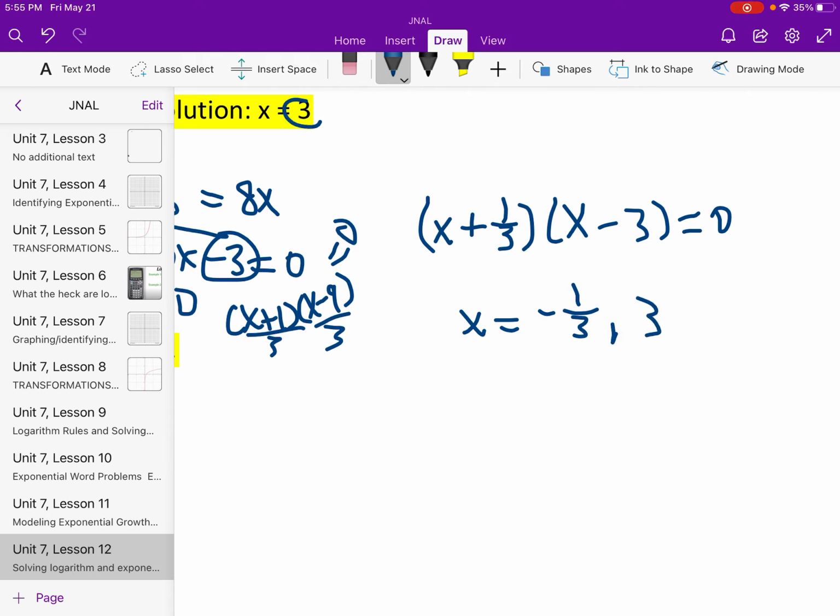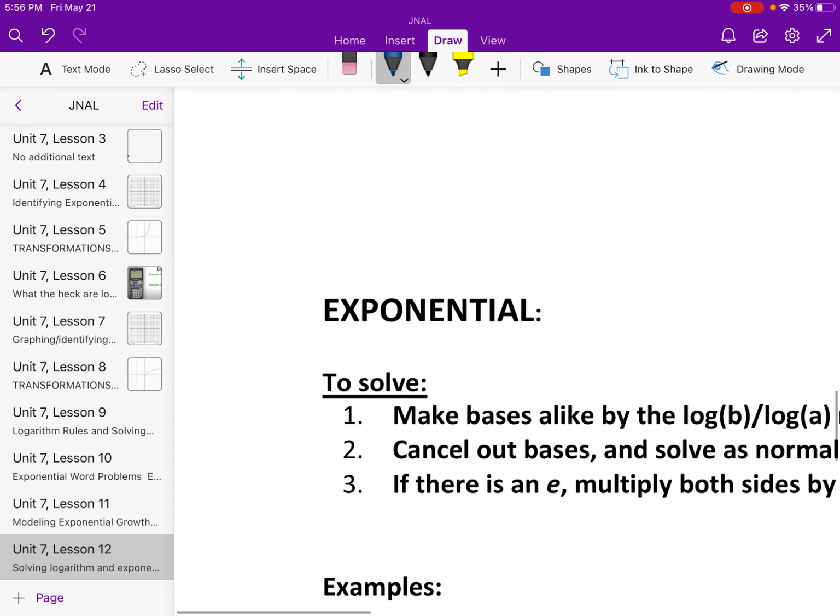But we only see 3 here. Why? Because -1/3 is extraneous. They could have put that on there, but it's really only 3 that is the valid solution. That's what that is. Okay.